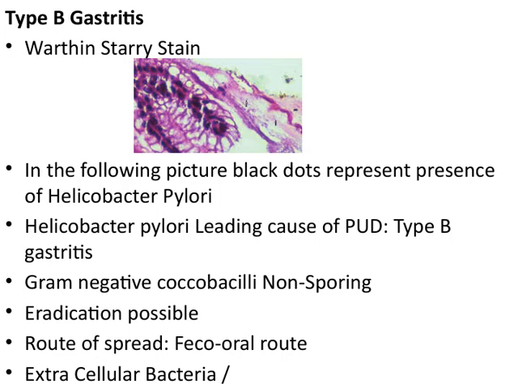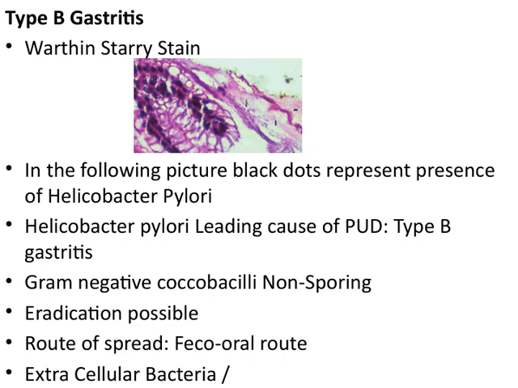Now, moving on to slide 2, let's focus on type B gastritis and how it appears under the Warthin-Starry stain. As you can see in the picture, the black dots indicate the presence of Helicobacter pylori. This bacterium is actually the leading cause of peptic ulcer disease, or PUD, which we discussed earlier. Helicobacter pylori are gram-negative coccobacilli, meaning they have a specific shape and cell wall structure, and importantly, they are non-sporing, so they don't form spores.